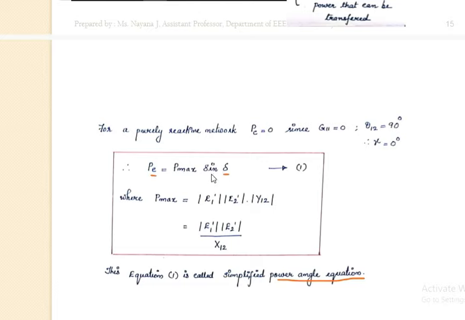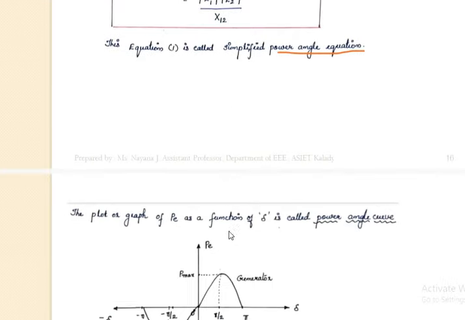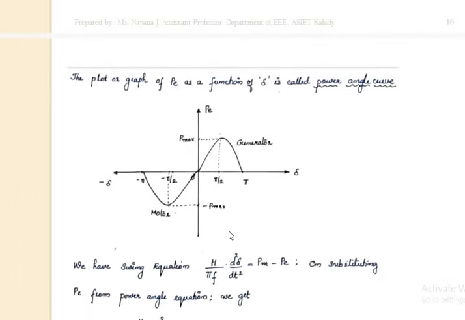Okay, so electrical power generated PE and the load angle delta is given by the equation PE is equal to P max sine delta, where P max is the maximum power that is being generated and delta is the load angle. P max is equal to E1 into E2 divided by X, where E1 is the sending end voltage, E2 is the receiving end voltage, X is the reactance of the transmission line connected between the sending end and the receiving end.